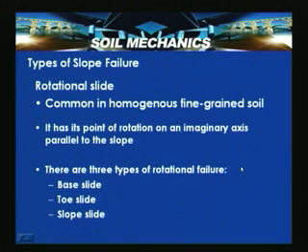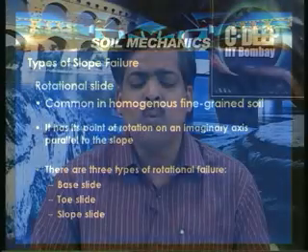And another type of slope failure is rotational slide, common in homogeneous fine grained soil, and it has its point of rotation on an imaginary axis parallel to the slope. So, this rotational slide has a point of rotation on an imaginary axis parallel to the slope and somewhere in the space to rotate a portion of the soil to adjust to a safe position.